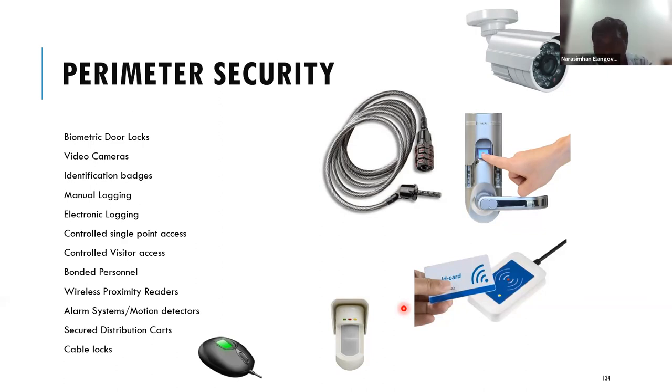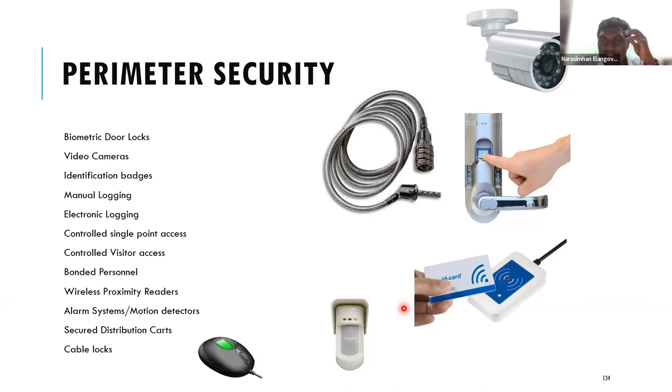Example: if you see these images, which of these controls is a detective control? All the controls which you see are preventive except the CCTV camera. CCTV camera is always detective. Why? By installing a CCTV camera, can you prevent something? If something happens, you can detect. No doubt a CCTV camera acts like a deterrent.